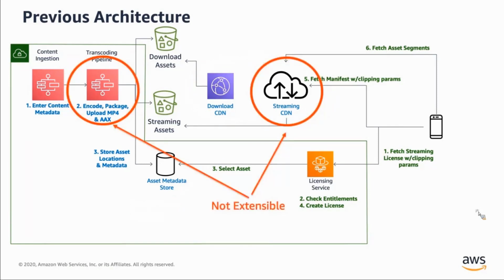And last but not least, our transcoding pipeline and streaming CDN were not extensible enough to let us explore alternative codecs or alternative delivery mechanisms. So it forced us to make quite a few choices to work around these limitations.